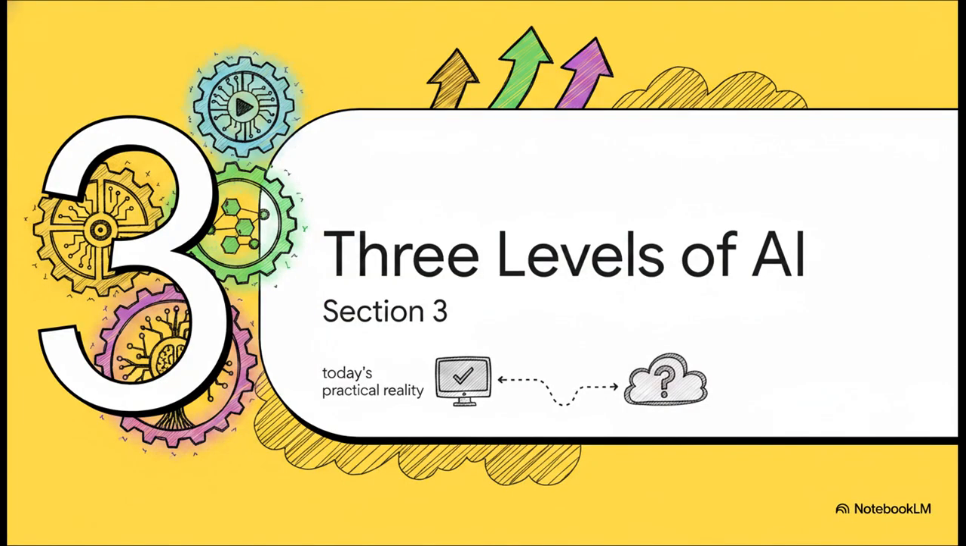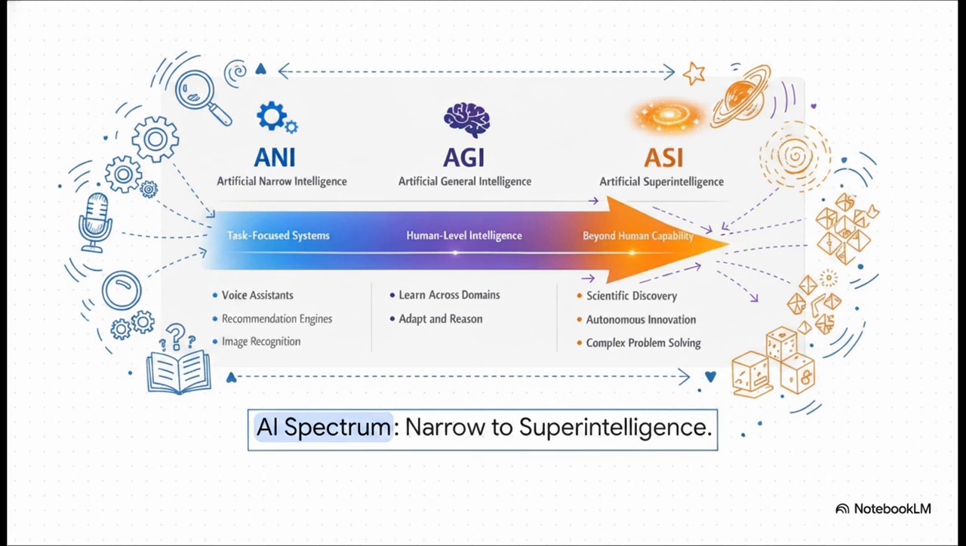Which brings us to Section 3, the three levels of AI. If we map out the evolutionary path of artificial intelligence, we see a really clear spectrum. It starts with narrow AI, moves to general AI in the middle, and reaches super intelligence on the far end. And looking at the spectrum really helps us separate today's practical, task-focused tools from the future entities that could eventually operate well beyond human capability.